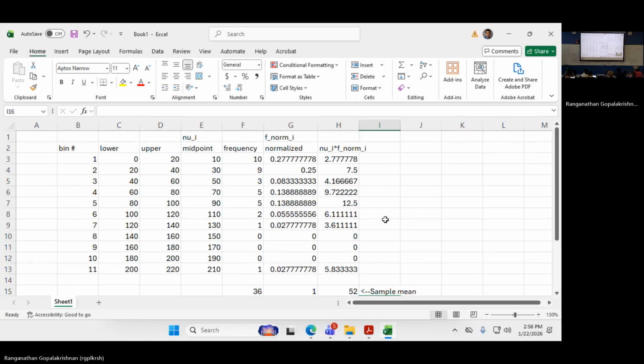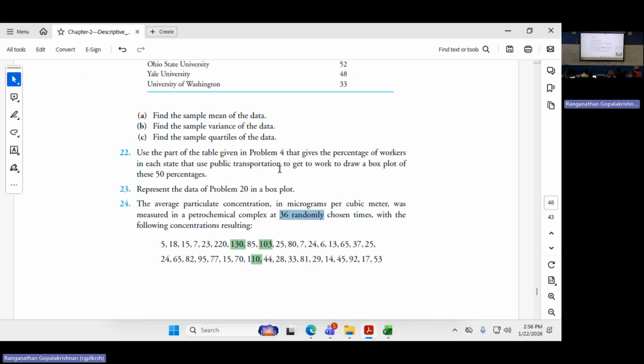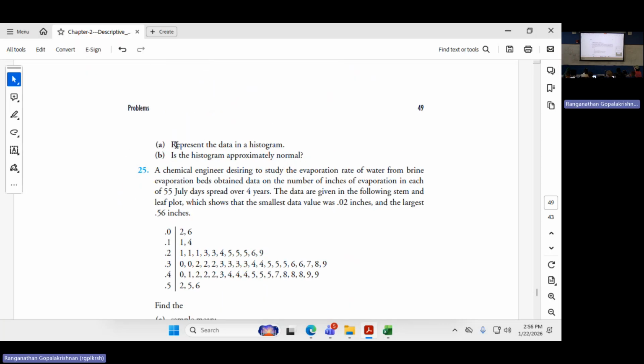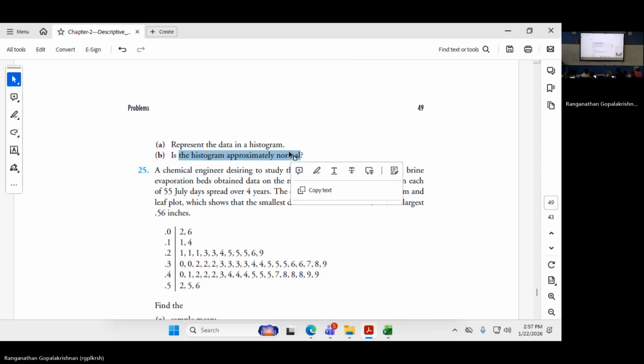First part of this question is represent the data in a histogram, which we just did. Okay. Second part is, is this histogram approximately normal? Towards the end of last lecture, we talked about what is a thumb rule check to ascertain whether this data set is normal, and that test goes something like this. Can anybody recall?